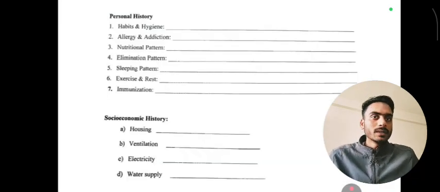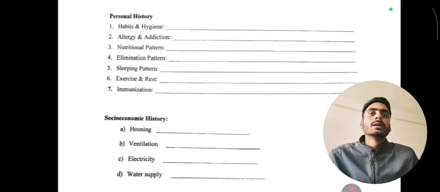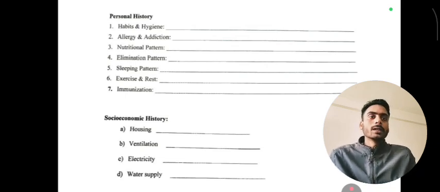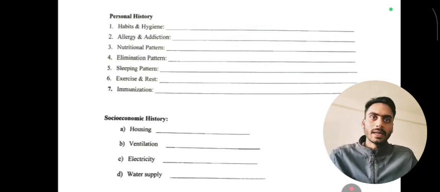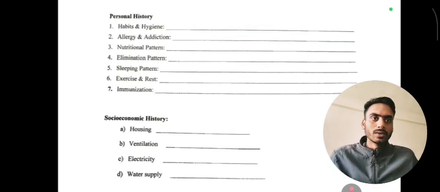Okay, for personal history, habit and hygiene, the patient wakes up early in the morning or late in the morning, or has some other kind of habits, you just write. And hygiene, whether the patient maintains their hygiene like brushing, daily bath and other things. And whether the patient has any allergy or addiction, like smoking, alcohol, these kinds of things, you just write, according to the patient.